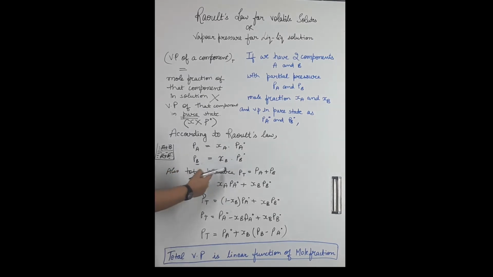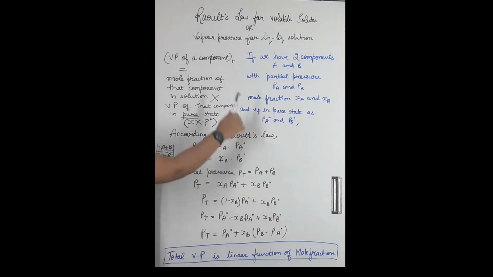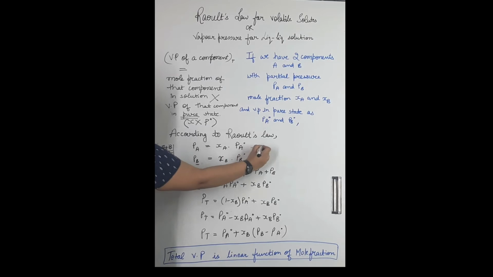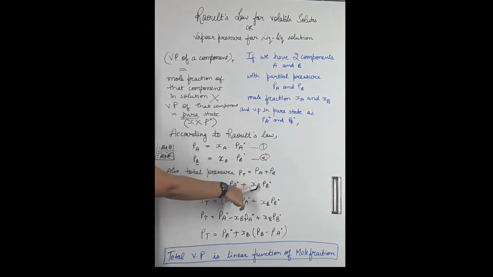Also, all of us know that total pressure will be equal to the pressure of all components in the solution. Here we have two components, A and B. So total pressure is equal to the pressure of A plus the pressure of B. Pt is the total pressure. We put in the value of pressure A as XA into PA naught from equation 1 and the value of PB from equation 2. So here you can see that Pt is equal to XA PA naught plus XB PB naught.